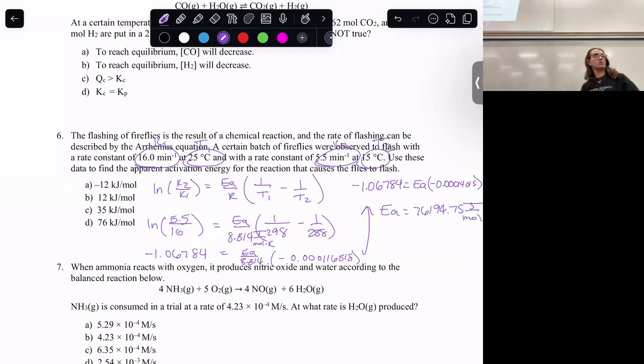So how do we get to kilojoules? Divide by 1,000. So your activation energy is 76.2 kilojoules per mole, which is going to be D.